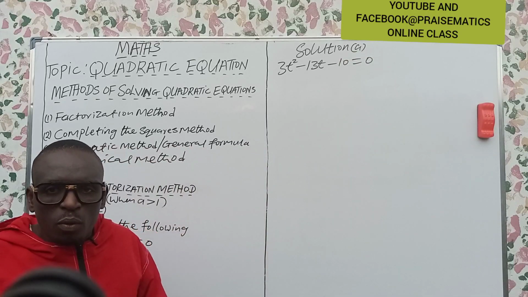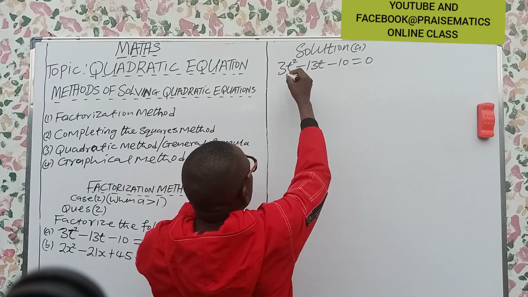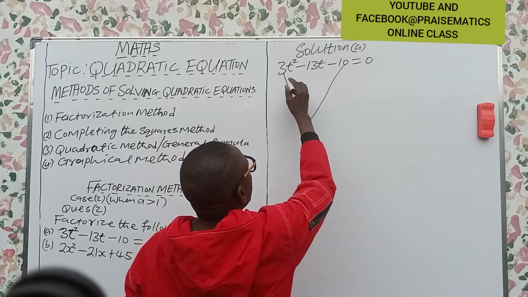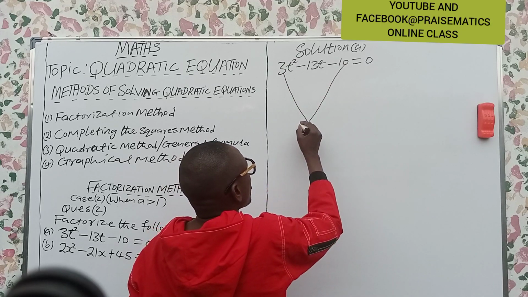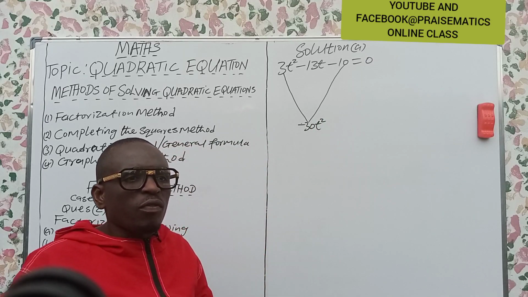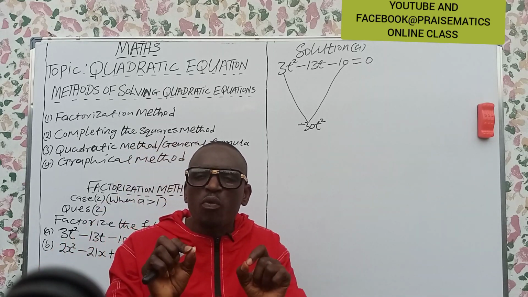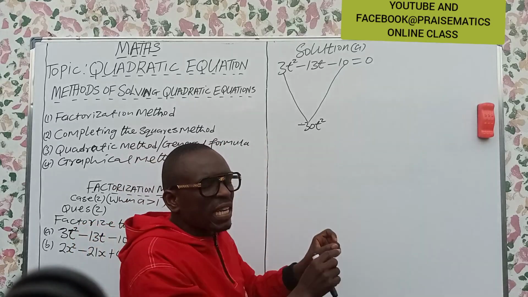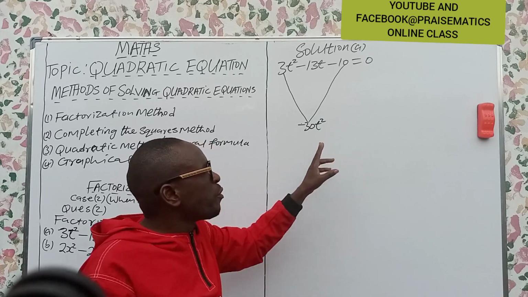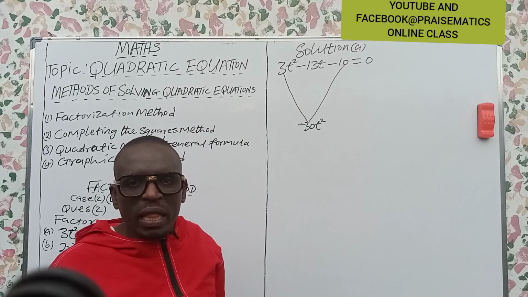How do we solve this kind of equation? What we are going to do is multiply the coefficient by the constant. So you draw a line like this, and we have 3 times 10. 3t squared times 10 will give us minus 30t squared. Now you ask yourself, what are the two factors of 30 that when you multiply them, you get minus 30t squared, and when you add them together, you get minus 13?